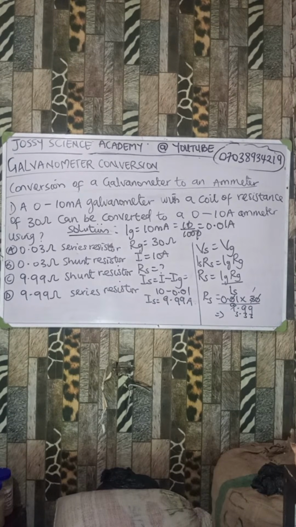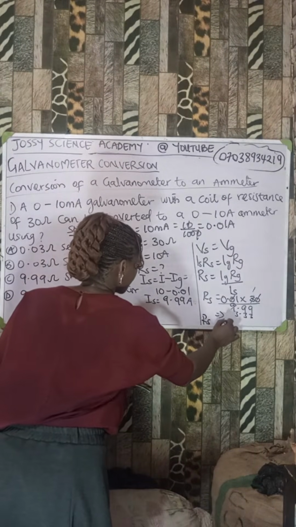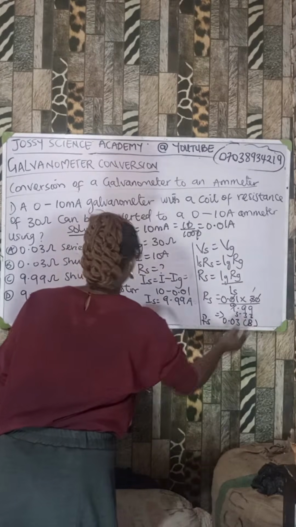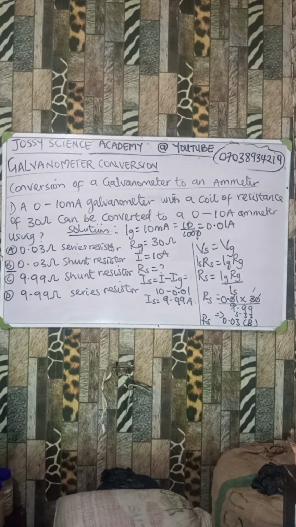I hope you know why we are using shunt. We are converting from galvanometer to ammeter, so we must use a shunt. So the answer to this question, RS is equal to 0.03, which is option B. We are choosing option B because it must be a shunt resistor connected in parallel, not in series. Are we clear? Do we understand?